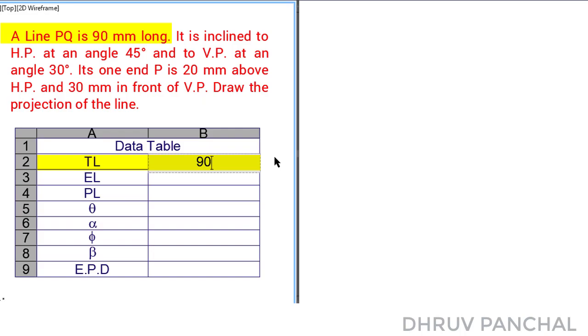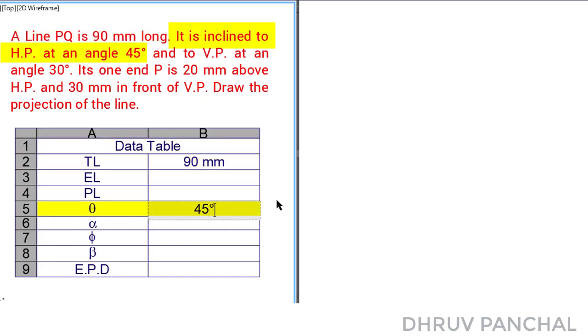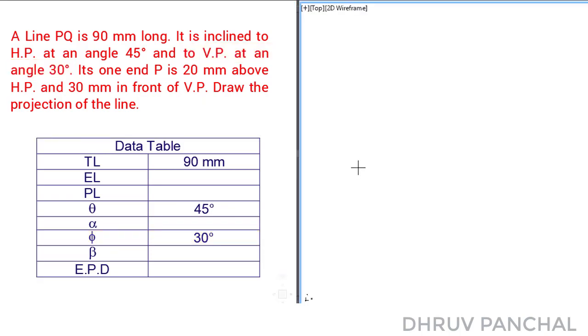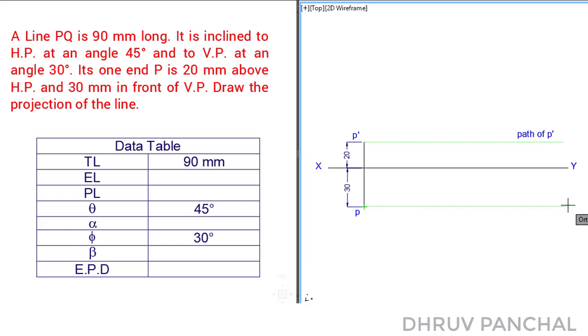To solve this problem, first of all make a data table and mention the available data in it. Now draw a horizontal line XY of any dimension and locate point P' and P as per given data. After that, with the help of ruler scale, draw path of P' and path of P parallel to line XY from point P' and P respectively.